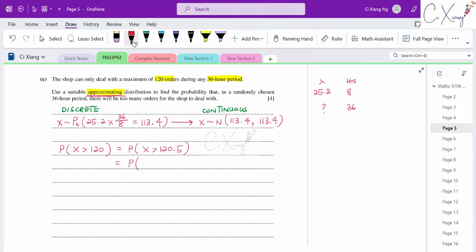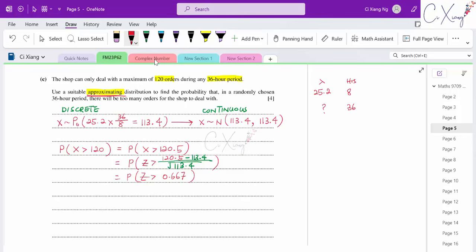Okay, so this is a continuity correction. After I change it to 120.5, I have to standardize it to find out the probability, since I already changed it to normal distribution. So for 120.5, I need to standardize it by minus the mean, which is minus 113.4, divided by the standard deviation. So divided by square root of 113.4. Okay, so from here, I get the value for Z correct to 3 decimal places, and it should be 0.667.